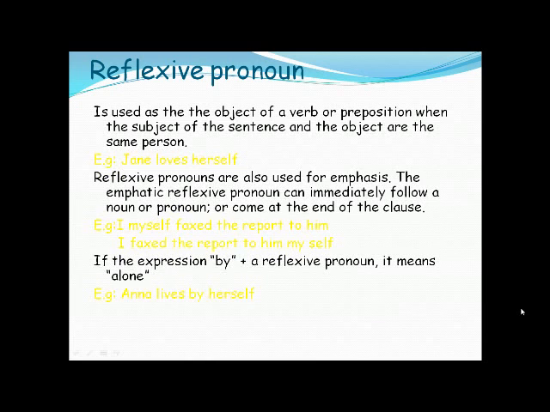Reflexive pronouns are also used for emphasis. The emphatic reflexive pronoun can immediately follow a noun or pronoun, or come at the end of the clause. For example, I myself fetched the report to him, and I fetched the report to him myself. If the expression is by plus a reflexive pronoun, it means alone. For example, Anna lives by herself.